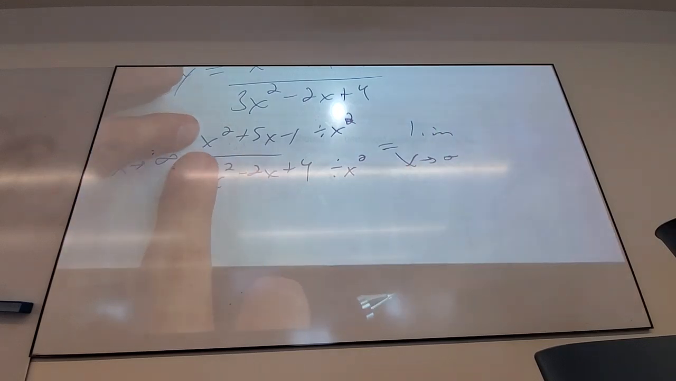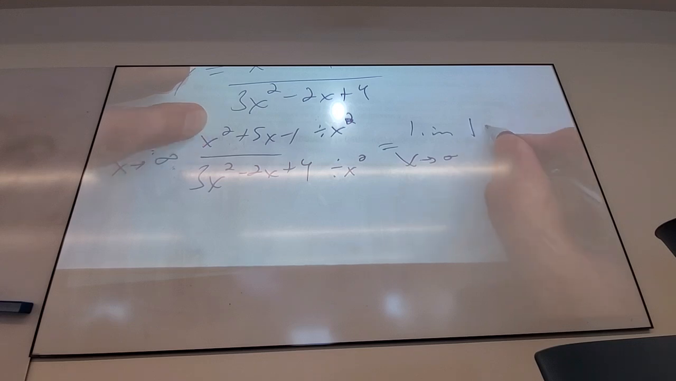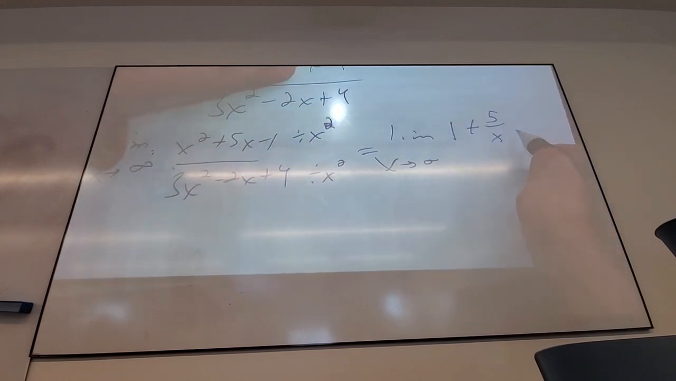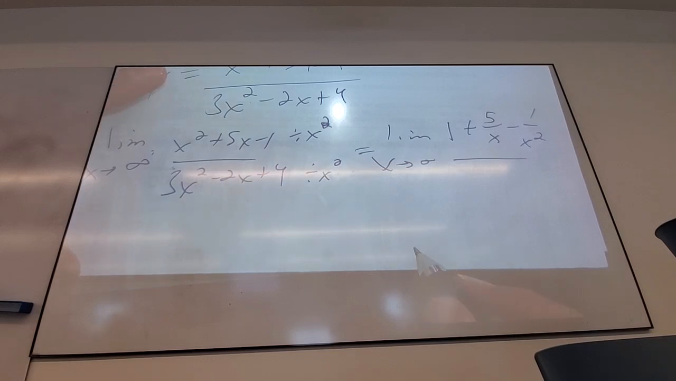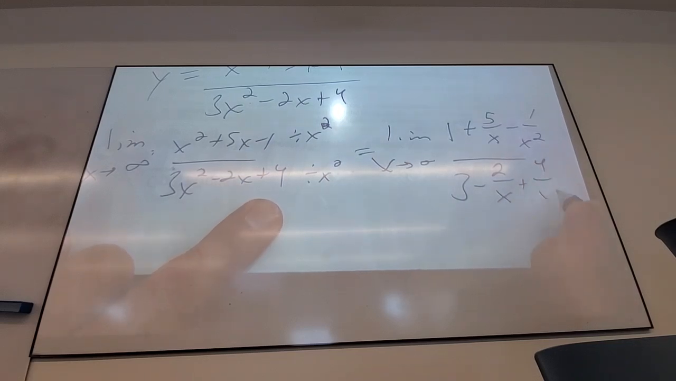If I divide each piece by x squared, what's this? x squared divided by x squared is 1. 5x divided by x squared is 5 over x. 1 divided by x squared is 1 divided by x squared. 3x squared divided by x squared is 3. Minus 2x over x squared, I lose an x, right? Plus 4 divided by x squared.